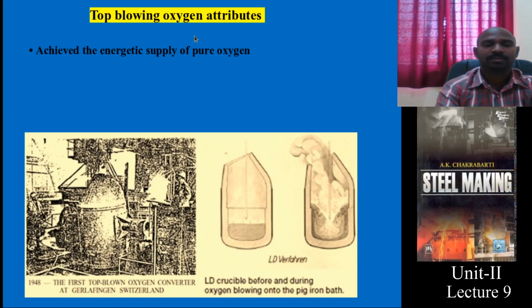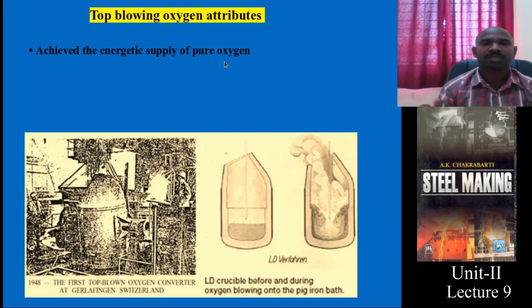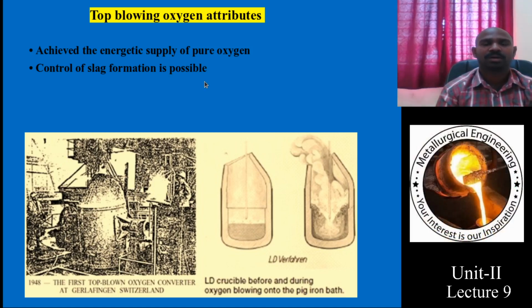If you use pure oxygen, you can get the vertical path of the oxygen lancing and more energy supply, only oxygen, instead of air purging. And slag formation is possible to control. When you use pure oxygen, the basic slag formation will be more, and within less time it may form and you can take it out.